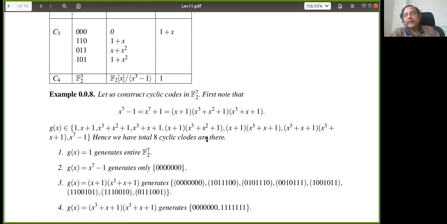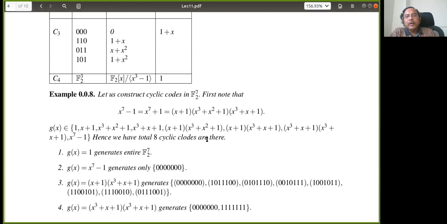But it is easy to see that x cube plus x plus 1 does not have a root in F2. Substitute 0, I'm getting 1. Substitute 1, I'm getting 1. So 0 is not a root, 1 is not a root. So both these polynomials are irreducible. That much we found out. I cannot split further. Okay, good.